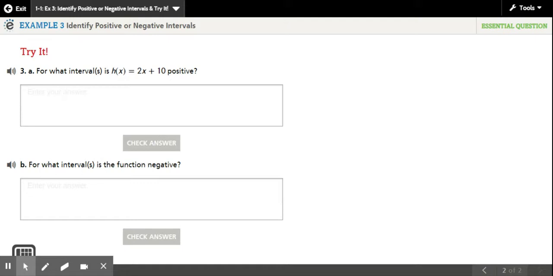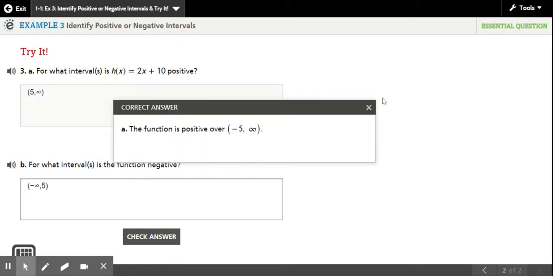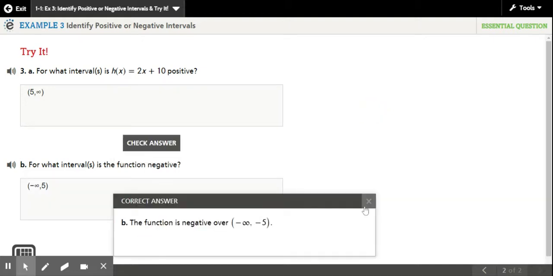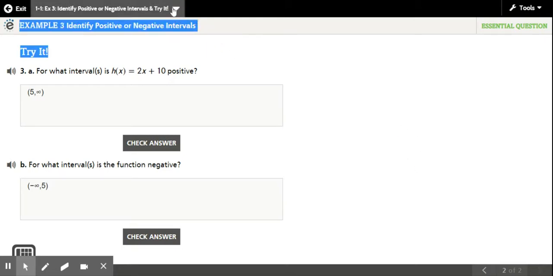So what I can see is above the x-axis is from, let's see, 1, 2, 3, 4, 5. 5 and to the right, it's below 5 and to the left. So if I were to write those intervals, they would be 5 comma infinity for the positive part, and then negative infinity comma 5 for the negative part. We're going to check answers. I can see that that's true. Let's move to the next question.